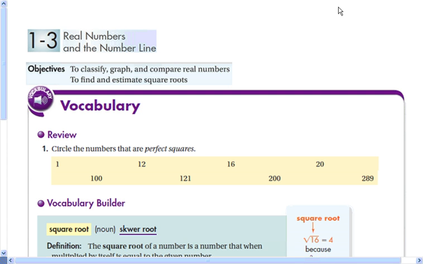Hey students, this is lesson 6.11, real numbers and the number line. It's a little bit of a review, but we're going to talk about the difference mainly between irrational and rational numbers, how to estimate them, how to tell if a number is irrational. So just do this quick review and you can check back for your answers. See what you know about square roots, what you remember.